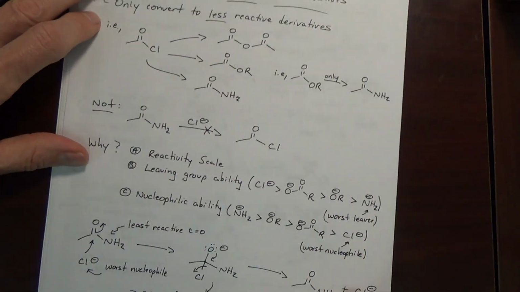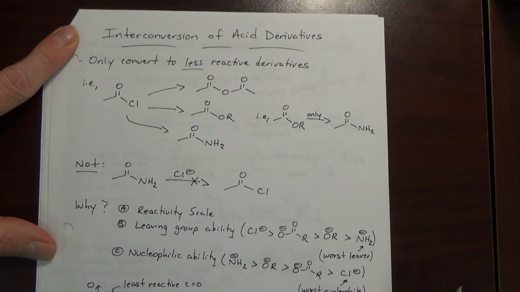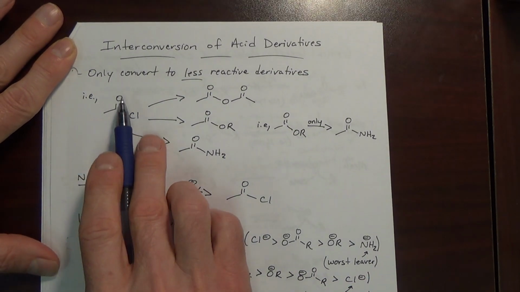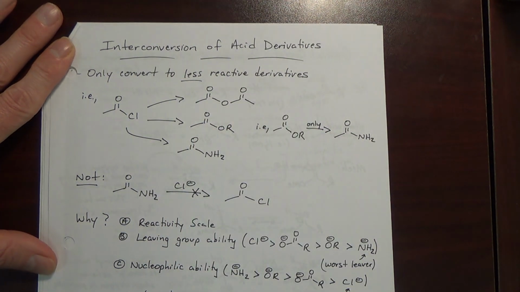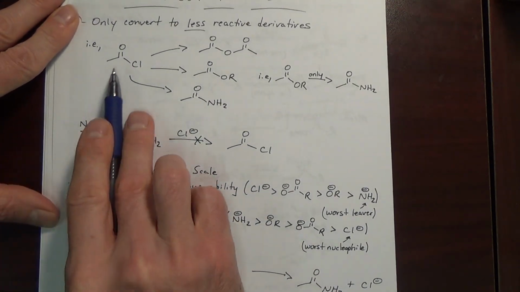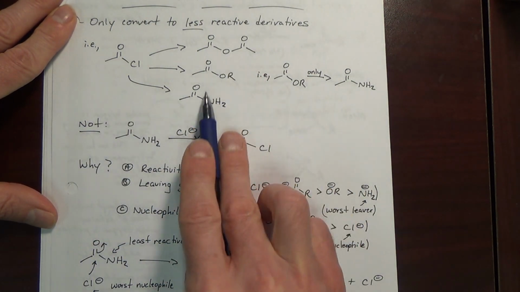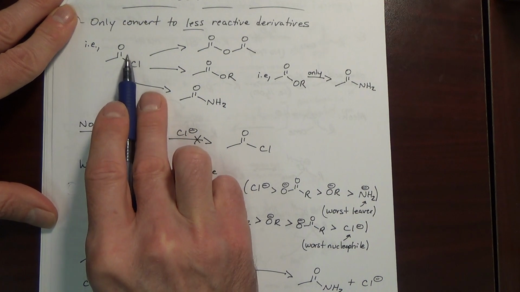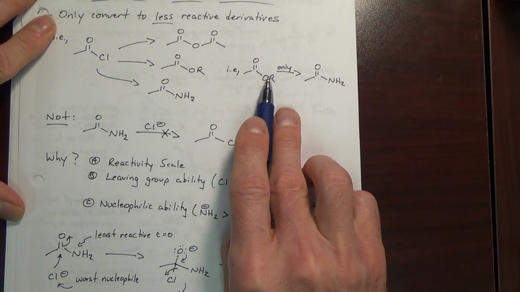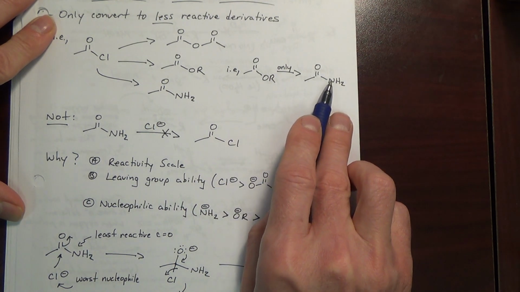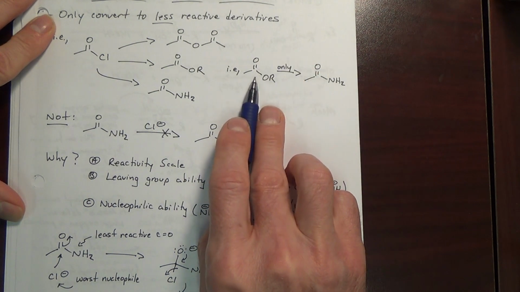Next, let's look at interconversion of acid derivatives. What can we say about that? Well, you can only convert to a less reactive derivative. Acid chlorides can be converted to anhydrides, esters, or amides because they're all less reactive than the acid chloride. But an ester, on the other hand, can only be converted directly to an amide. You cannot convert an ester directly to an acid chloride.